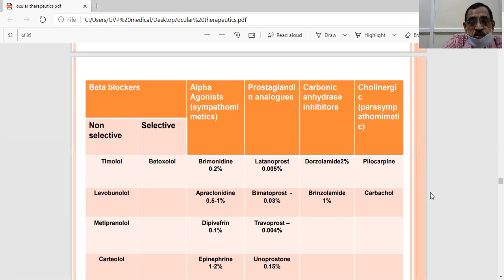Alpha agonists, sympathomimetic drugs, include brimonidine 0.2%, apraclonidine 0.5% to 1%, dipivefrin 0.1%, and epinephrine 1 to 2%. Prostaglandin analogs are latanoprost 0.005%, bimatoprost 0.03%, travoprost 0.004%, and unoprostone 0.15%. Carbonic anhydrase inhibitors are dorzolamide 2% solution and brinzolamide 1% solution. Cholinergic parasympathomimetic drugs are pilocarpine and carbachol.